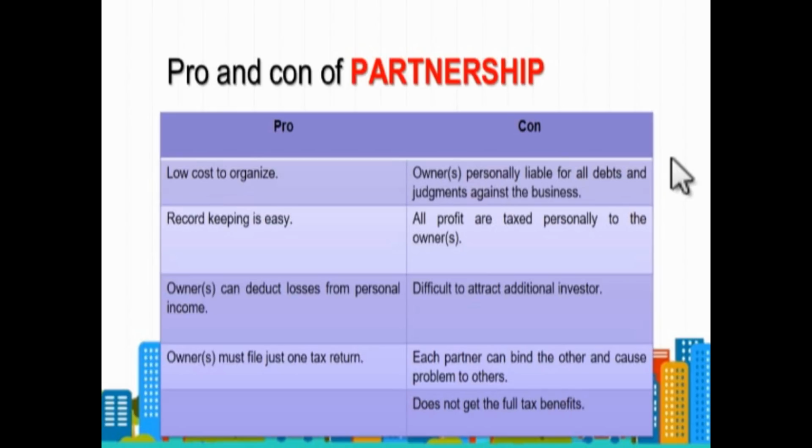And then difficult to attract additional investors. Sebab apa, kita dah ada partnership kan. So kalau nak enter tu, sometimes investor afraid sebab dia orang tak boleh bagi decision sebab dia orang baru. So that's why kita kata this type of organisation, this type of company sama macam sole proprietorship, dia difficult untuk attract ataupun kita kata nak ada investor baru.